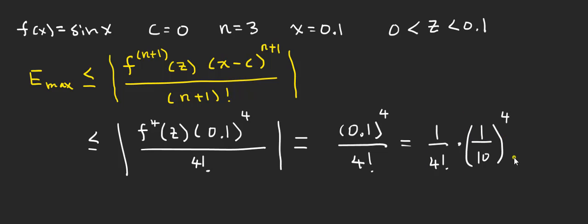Now, this is as far as you could go without the graphing calculator. Now, in decimals, this is approximately 0.000004. So our approximation was pretty close to the actual value based on this Lagrange error remainder.